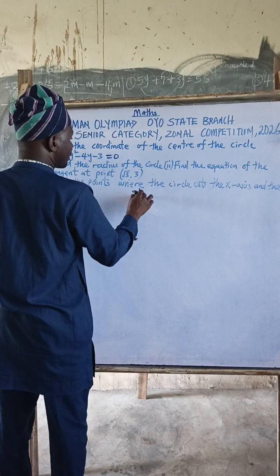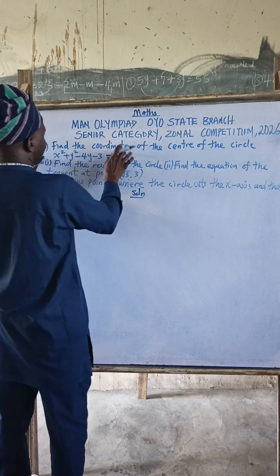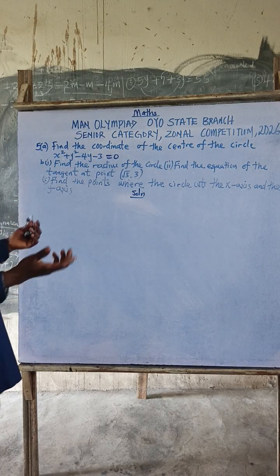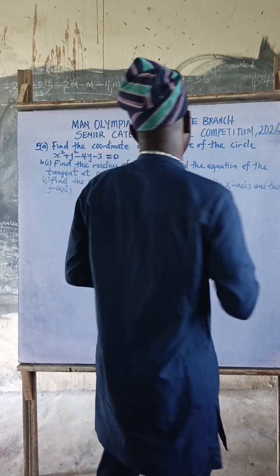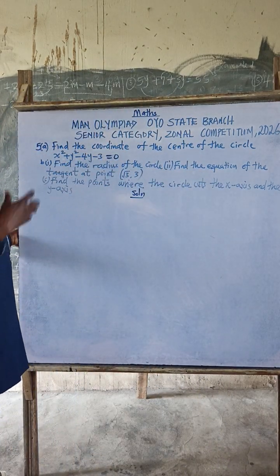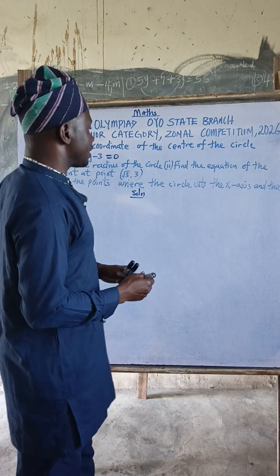Now, you don't need to memorize the formula for the equation of a circle before you can solve this question. All you need to do is know the meaning of a circle. What is a circle? A circle is the locus of a point which is equidistant from a given point.